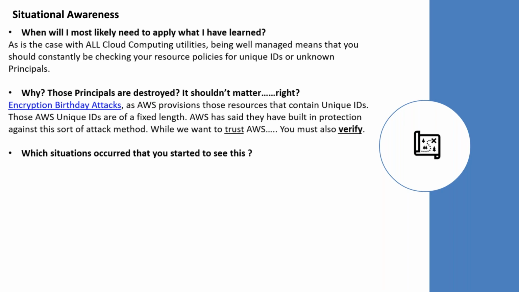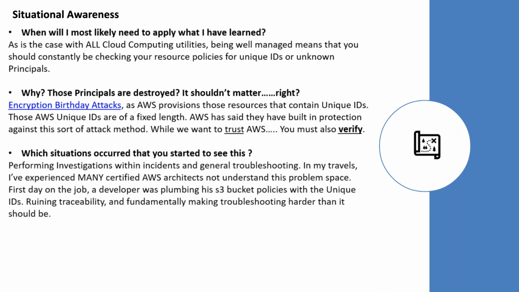So what situations occurred where I started to see this? When I was looking at friends' or family accounts and their resources, maybe they were working through a lab, they would delete a principal and go back to an S3 bucket and see something to the effect of what we just showcased. And they're like, I don't know what's going on here.